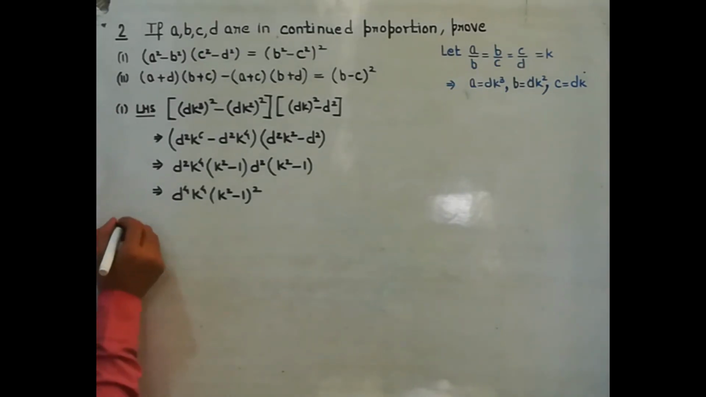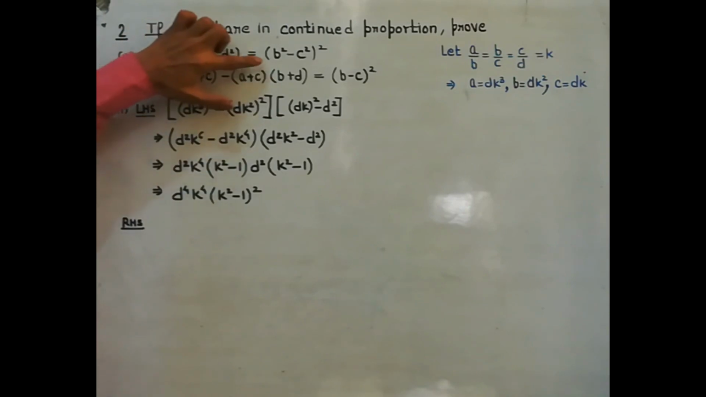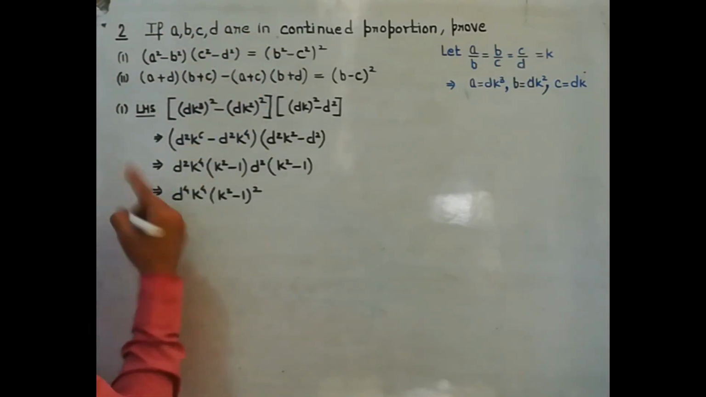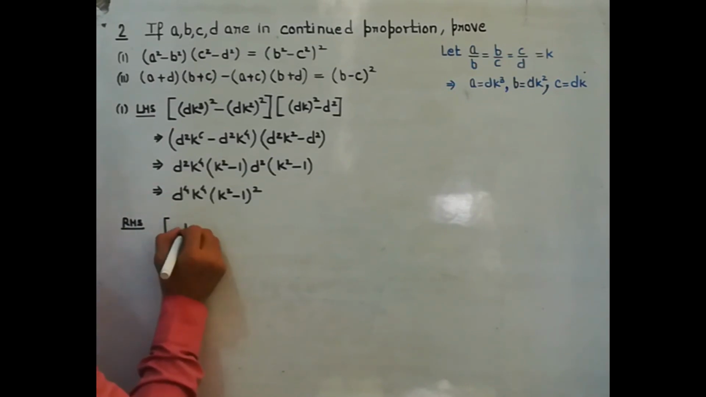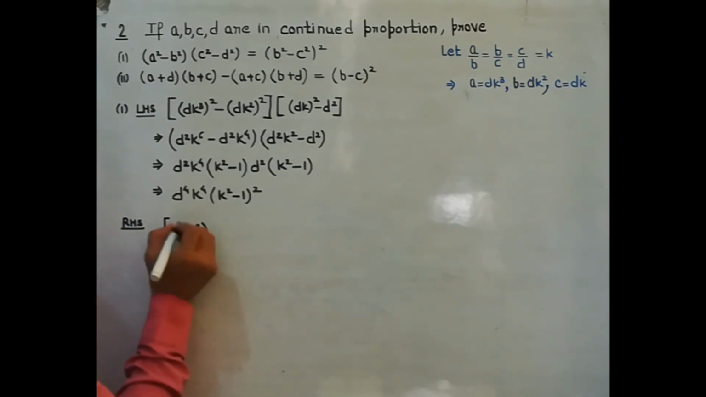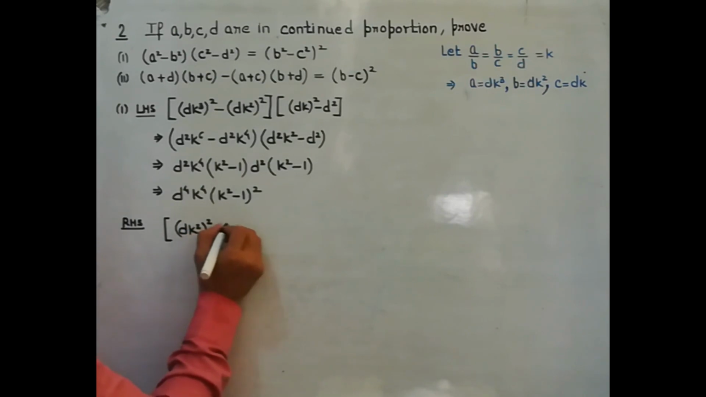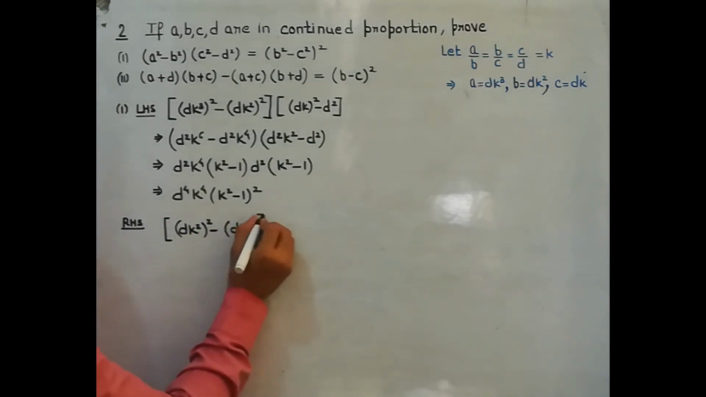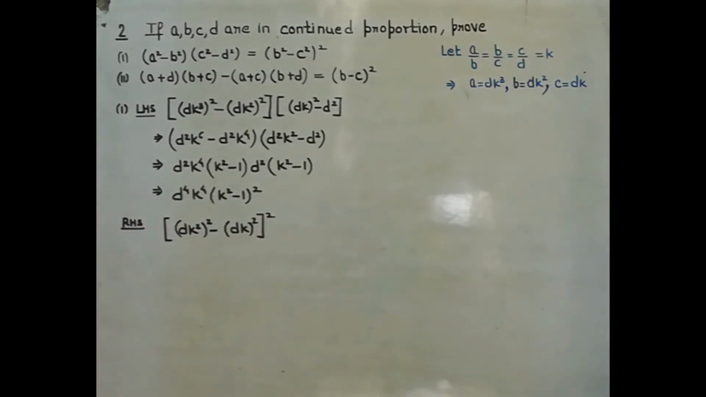Now we will go for the right hand side. Now let's see the right hand side. On the right hand side we have b square minus c square. So now we know that b is to be replaced by dk square and c is to be replaced by dk, and then we have whole square.